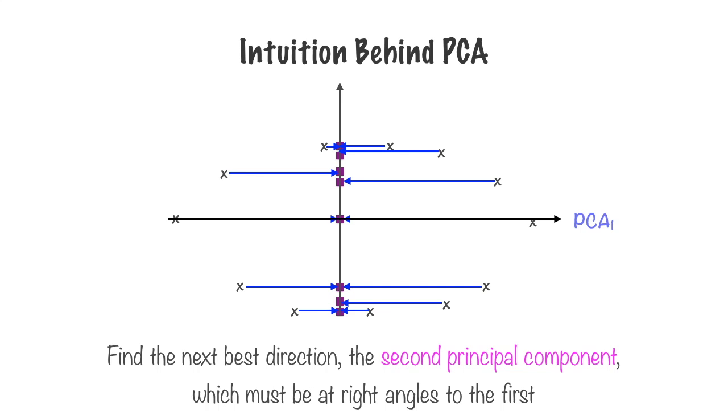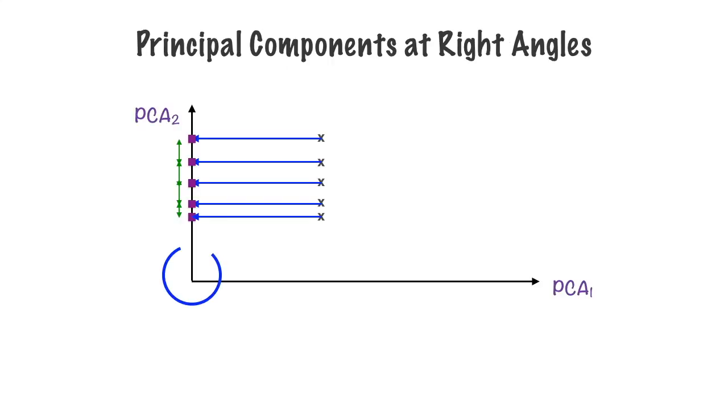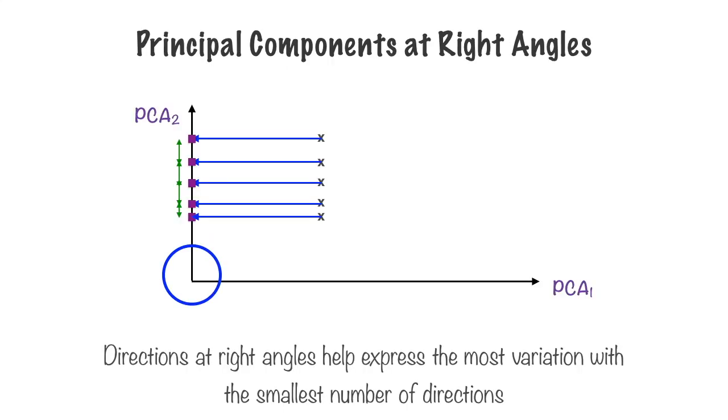Now, in order to capture the remaining information within these data points, you need one more axis. To choose this second axis, you need to find the next best direction. The points, when projected in this direction, should capture the second largest variance or distance between the points. By definition, to capture as much information from the remaining direction as possible, this next best direction must be at right angles to the first principal component. This is the second principal component. The first and the second principal components are always at right angles to each other.